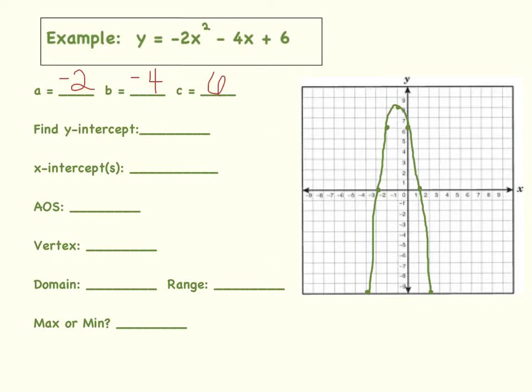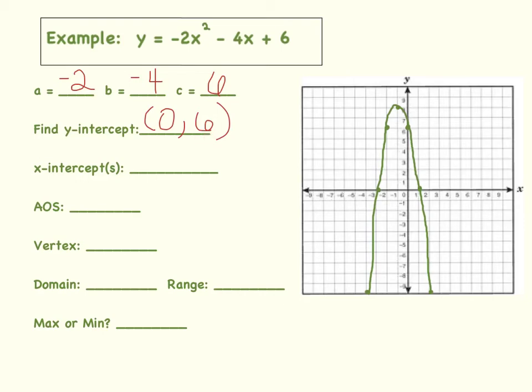Now let's identify the y-intercept. Looking at the graph, you can easily see where it is because it is where your graph crosses the y-axis. But when you're looking at the standard form of your equation, your y-intercept is going to be your C value. More specifically, it's the y-coordinate of your y-intercept. So let me show you in writing. Okay, so the C value is the y-coordinate of your y-intercept.